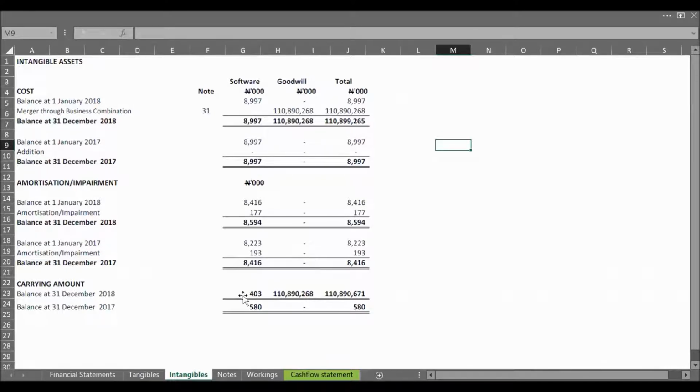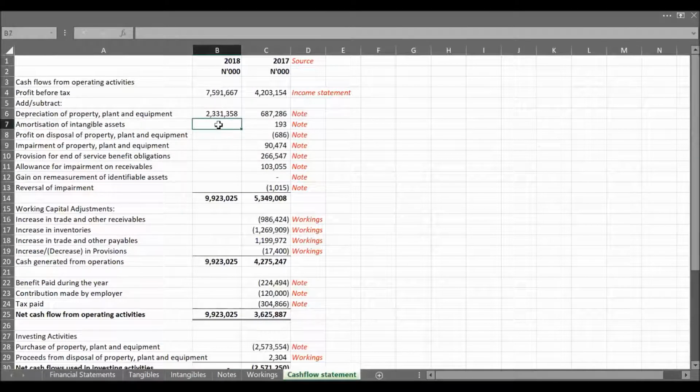177. So I'm going to add it back as well, because in the income statement it was deducted. So on the cash flow statement we're going to add it back. 177. Okay. So the next is profits on disposal of items of PPE.